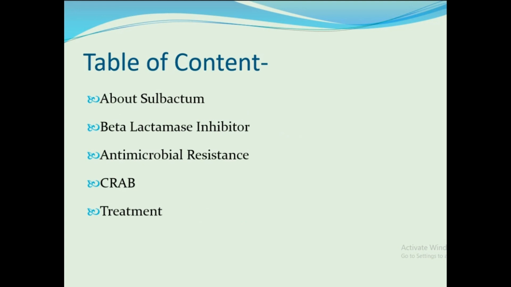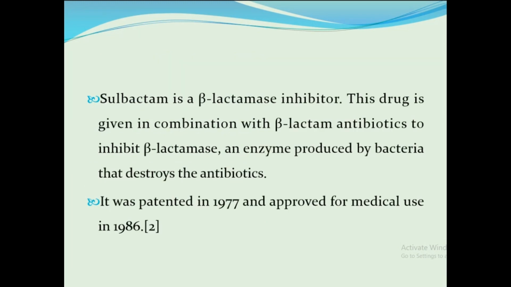So coming to the first, we'll be learning what sulbactam is, what the different beta-lactamase inhibitors are, what antimicrobial resistance is, what Acinetobacter baumannii is and why we are facing this carbapenem resistance, what treatment options we currently have, and what other scopes and options there can be. So coming to the first, what is sulbactam?